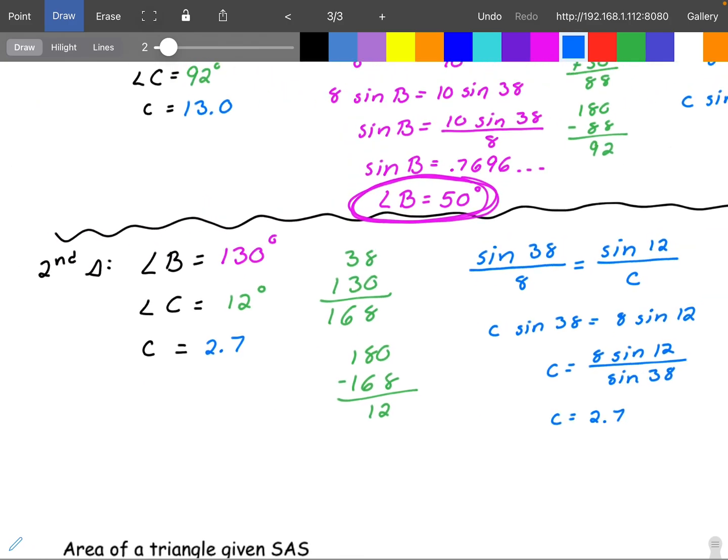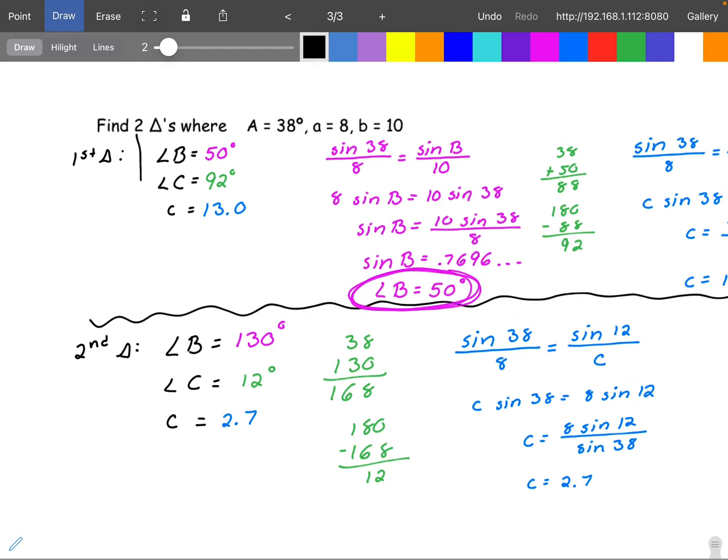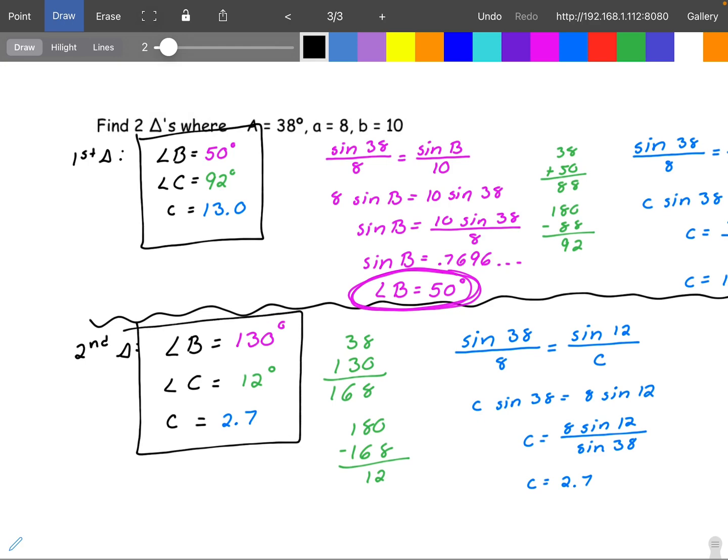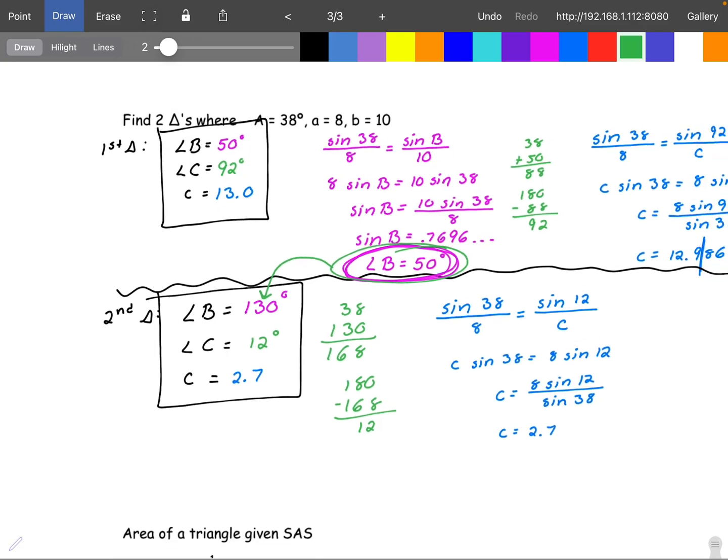So 2.7, and we have two triangles for the same set of information. There we go. So if you are asked to find two triangles, then that's how you do it. You're going to solve the first one just like normal, and then you're going to take the first angle you found, find the supplement of that angle, so 180 minus whatever that angle is, and then that supplement is going to be that same angle, but in the second triangle. Okay, so hopefully that second one made a little bit more sense than the first one.